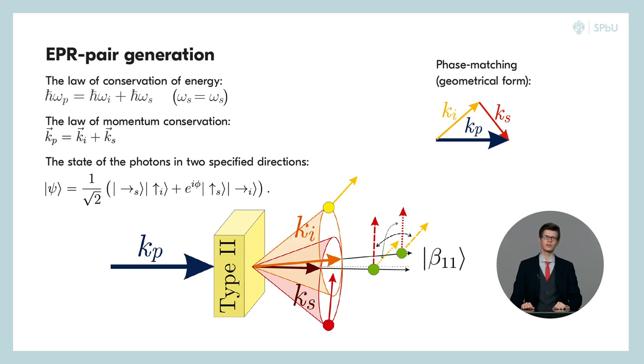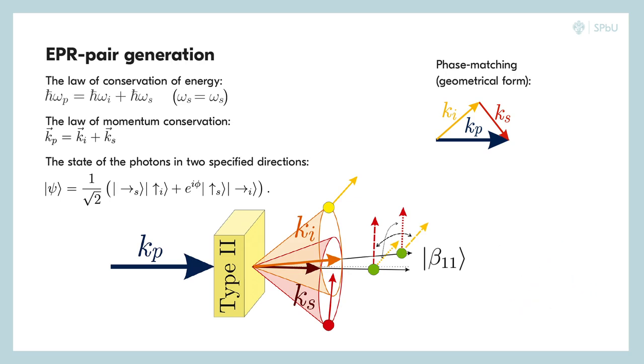It turns out that all possible propagation directions of the photons can be described with a pair of cones, and the wave vectors of photons will lie on the surfaces of these two cones. The cones are depicted on the slide by yellow and red colors. As can be seen from the picture, two directions will belong to the first and the second cone. For example, if the signal photon propagates in the first direction, then the idler one will propagate in the second direction. These are two directions we are interested in.